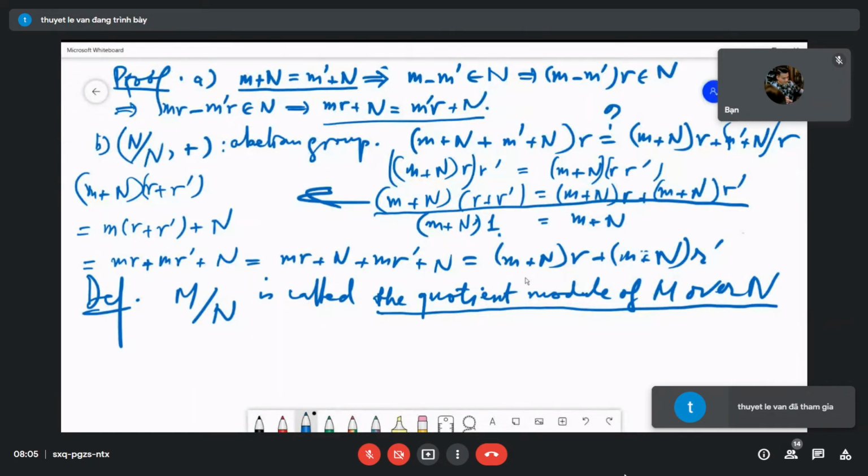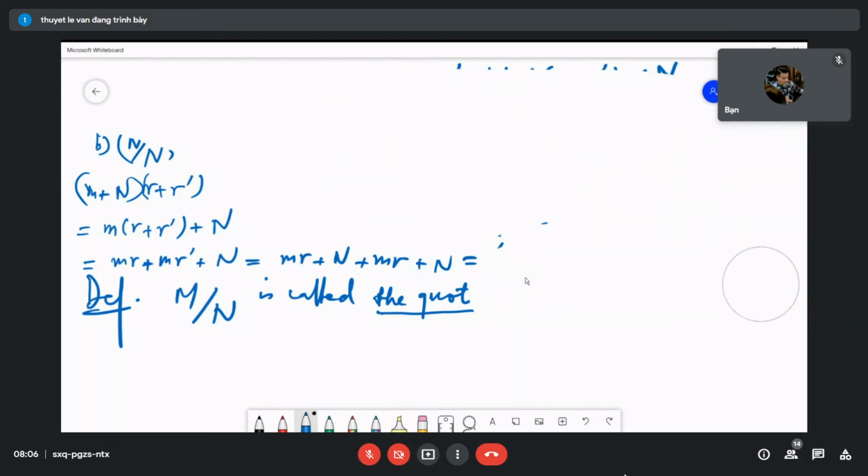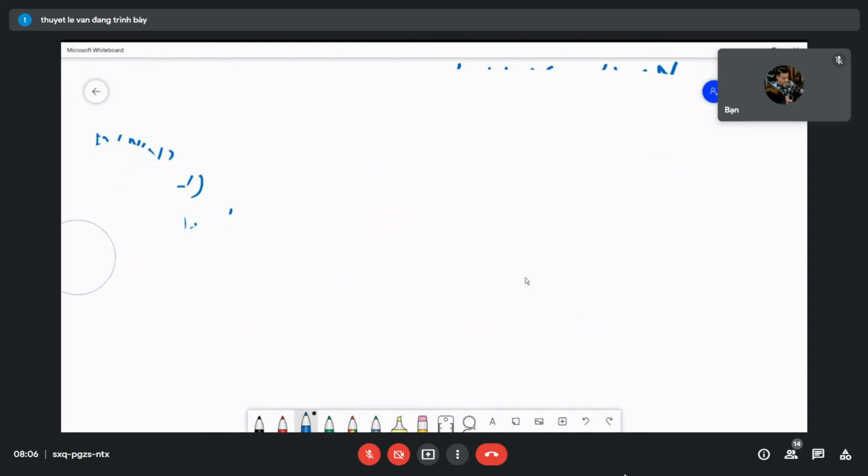Okay, now I give two examples. The first example: now I take 2Z, which is a submodule of Z. And I take 3Z, which is also a submodule of Z.